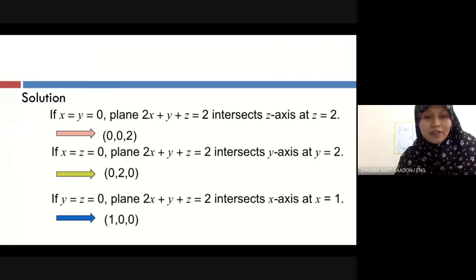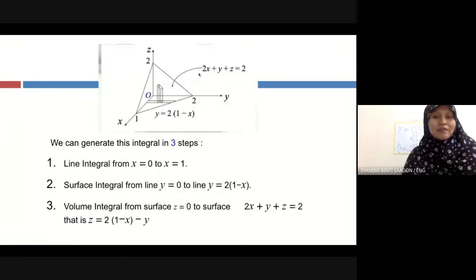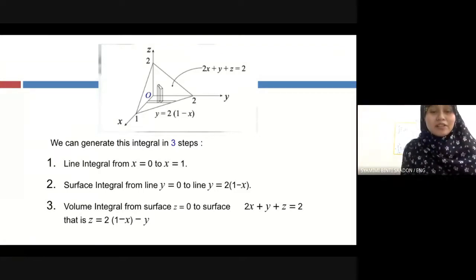So for the first plane where x and y equal 0, for this function, where the plane intersects with the z axis: if x, y equal 0, then we have z equals 2. The same for the next plane, where x and z equal 0, at the y axis we have y equals 2. And for the plane where y and z equal 0, we have the x axis equals 1. So we have all these points: (0, 0, 2), (0, 2, 0), (1, 0, 0). So we have this boundary condition.